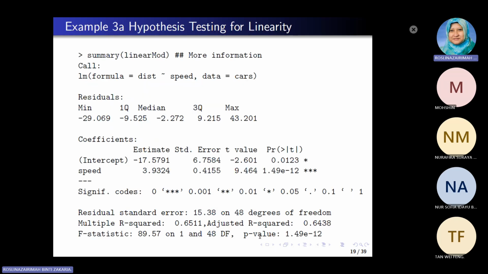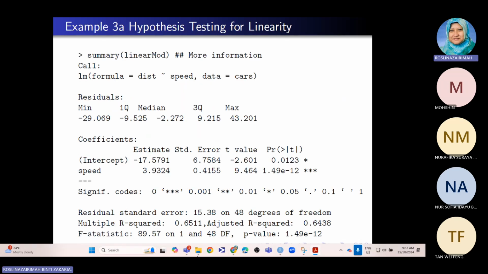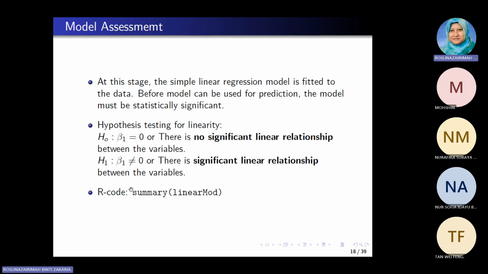Okay, so this is the hypothesis for testing the existence of linearity in our data. And then using R code, you can get everything using the function summary. But first, you must get your model. You fit the model first, and then you write the summary. So it will give you the hypothesis testing results. Okay, so this is the result.